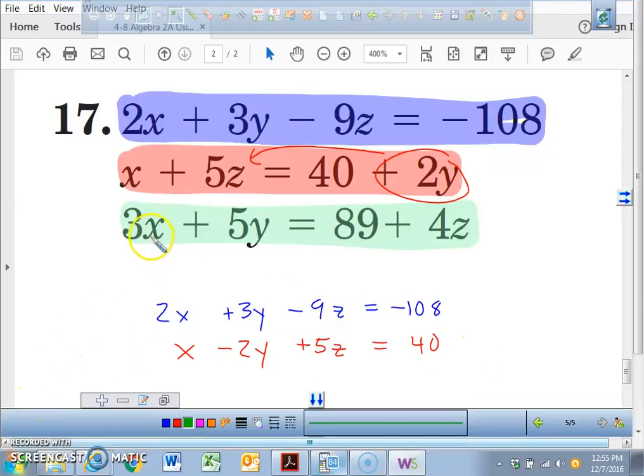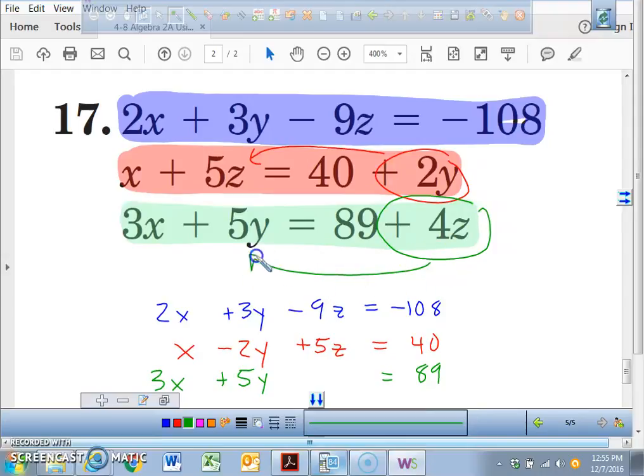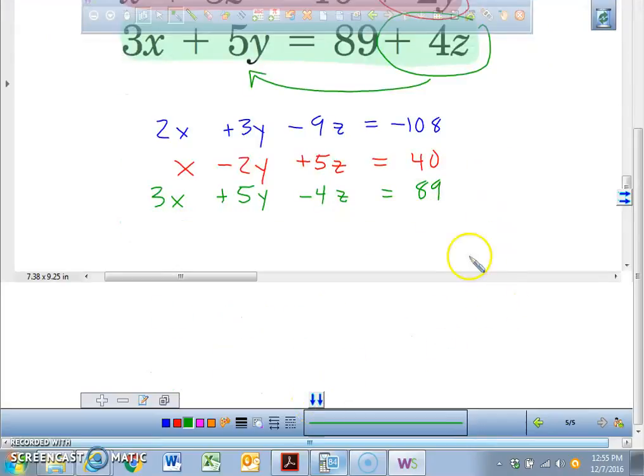All right, let's look at the third row. Are the x's exactly where they need to be? Yes. How about the y's? Yes. How about this 89 over here? That works, right? What's the only thing I got to do? Minus 4z from both sides, so I have a minus 4z. Now you have everything perfectly aligned. Then you can set up your matrices. Okay, we're going to set these up.